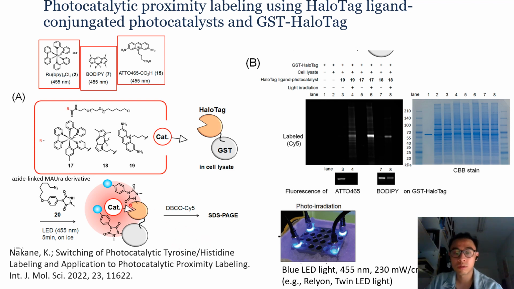And then put all these things into SDS-PAGE. If the result shows that we can catch the molecular weight of this HaloTag and the Cy5 signal only after irradiation, then this work is a success. Let's see the result. First, in the right figure, we can see that the HaloTag's molecular weight is around 55 to 70 kilodaltons. And lanes 2 to 8 are all cell lysate, which has a lot of unknown proteins.